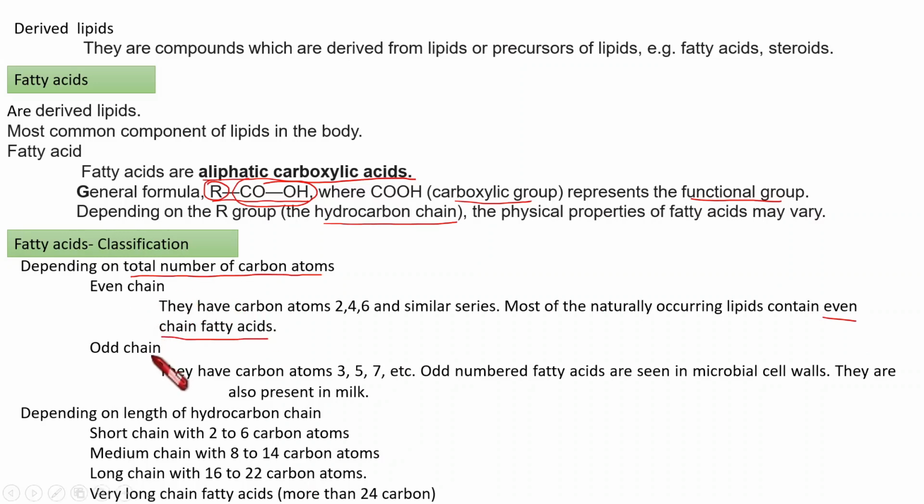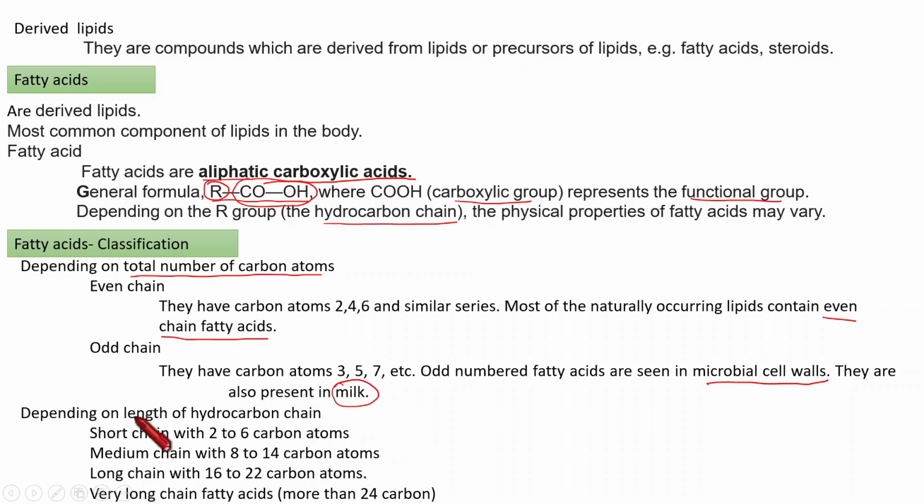Then what is odd chain? Odd chain means the number of carbon atoms in the hydrocarbon chain is an odd number, like 3, 5, 7, etc. This type of odd chain fatty acid is most commonly seen in microbial cell walls, and it is also present in milk.